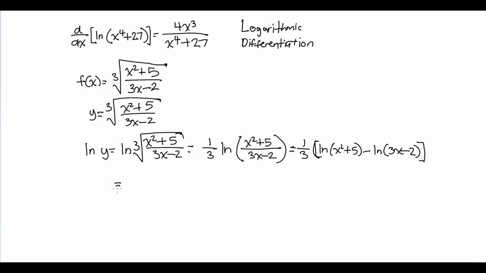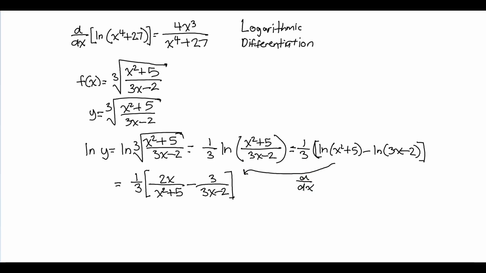Now, what we can do here is do this. Times 2x over x squared plus 5 minus 3 over 3x minus 2. So from here we took the derivative.